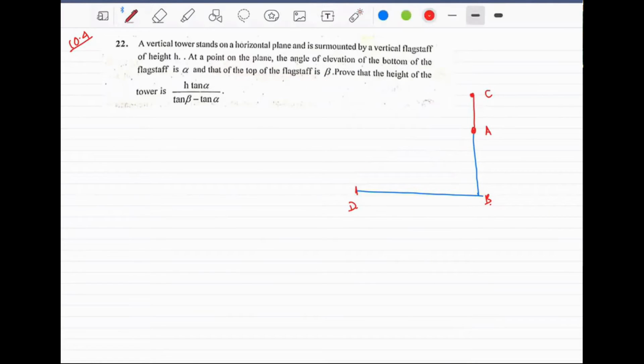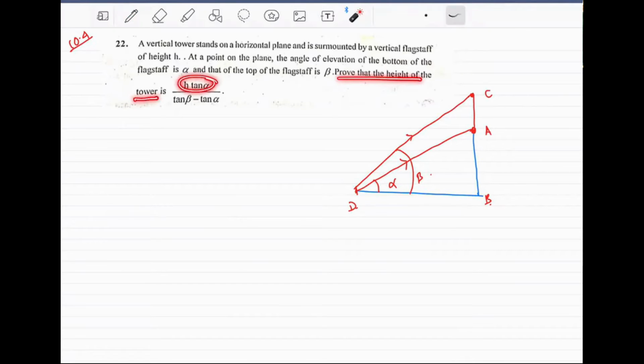Okay, let's do it correctly first. If you look up at the bottom of the flagstaff, the angle of elevation is alpha. If you look up at the top of the flagstaff, the angle of elevation is beta. Now, question 1: prove that the height of the tower is h tan alpha by tan beta minus tan alpha.